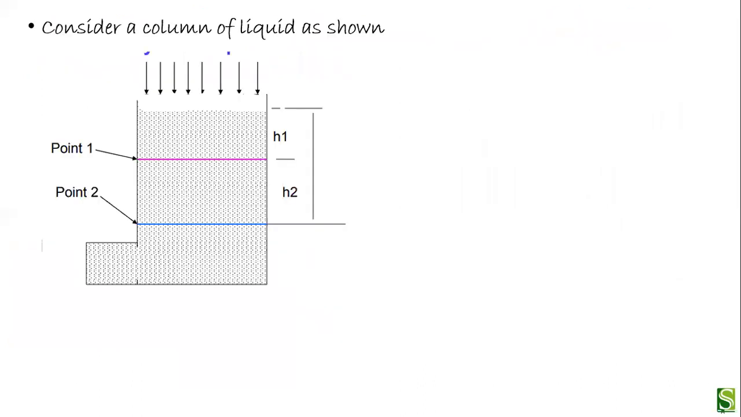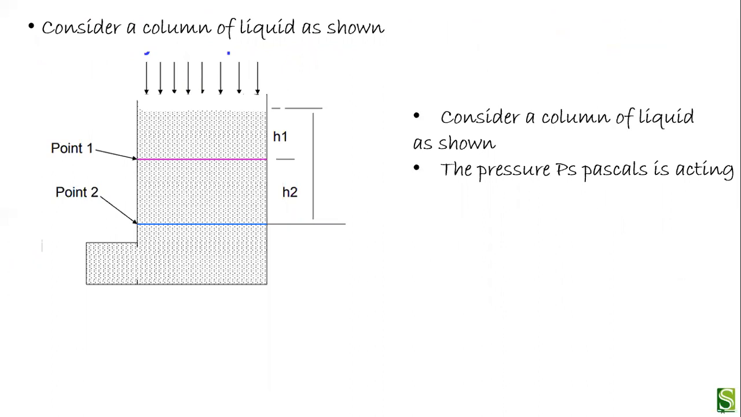Now you have to consider a column of a liquid as shown in the diagram. Consider the column of the liquid and consider that a pressure of PS Pascal is acting on the surface.